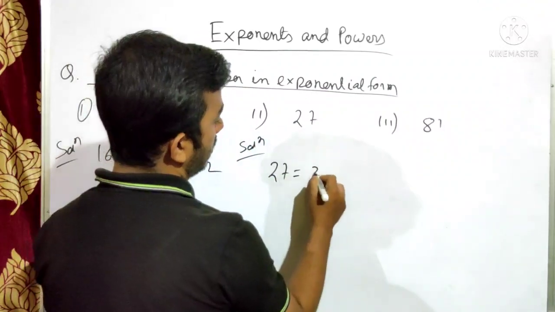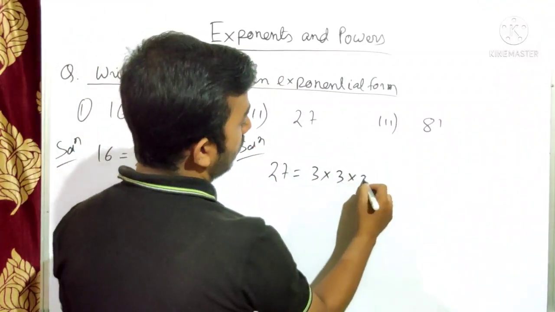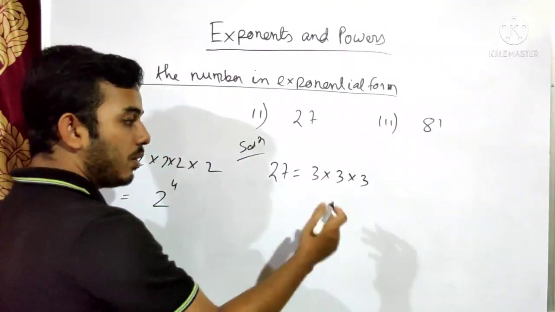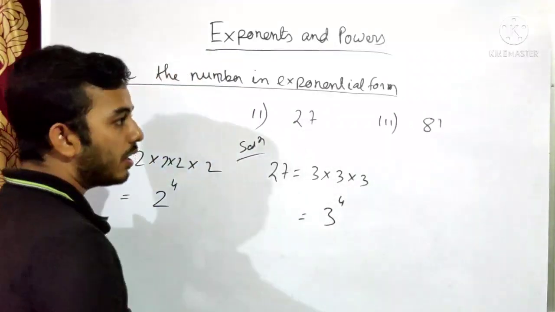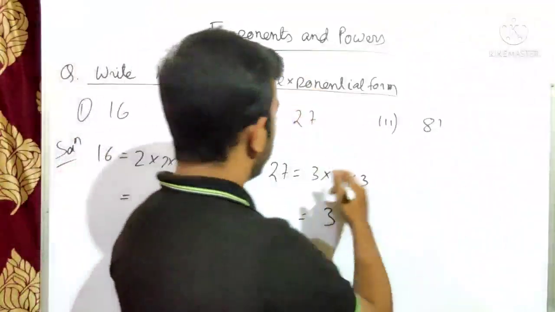27 equals what? 3 into 3 into 3. 3 into 3 is 9. 9 into 3 is 27. So it can be written as 3 power 3. Clear? Okay.